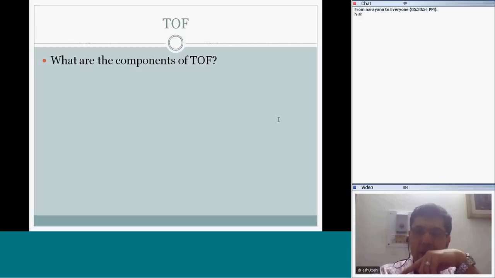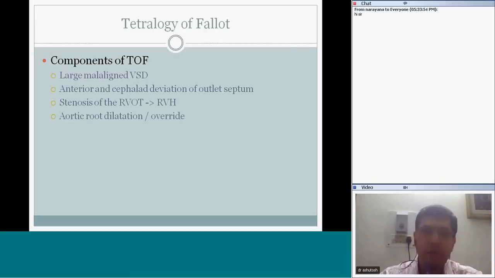What are the main components of Fallot pathology? One of the common lesions that we see day in and day out. So what are the main components of TOF? RV outflow tract obstruction, right ventricular hypertrophy, and aortic override. So that is what makes the Fallot tetralogy.